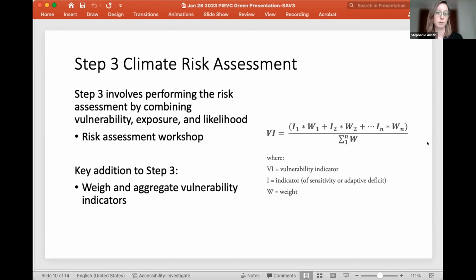Ideally, you would do this in a workshop setting to try to agree on how you'd weight these differently relative to one another. And then you aggregate them to get an overall vulnerability indicator using the formula that we have on the slide. And next slide, please.